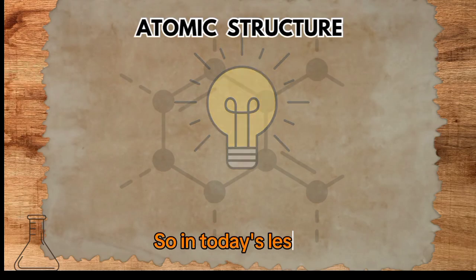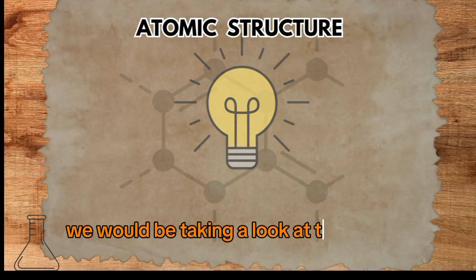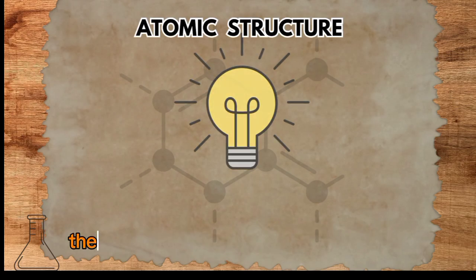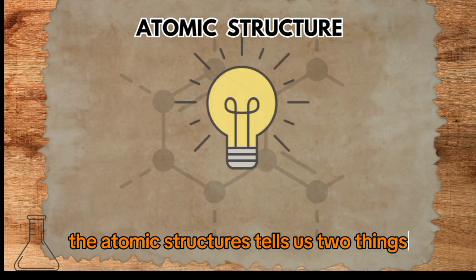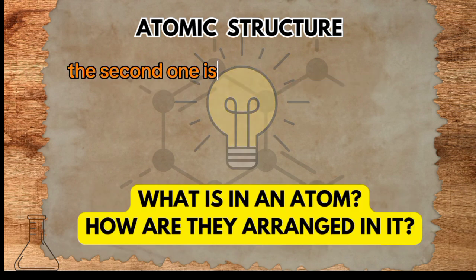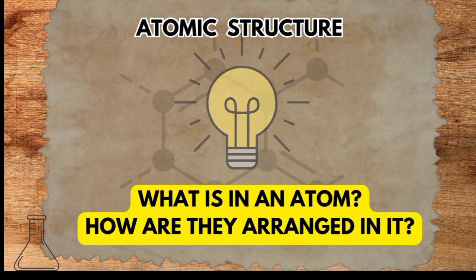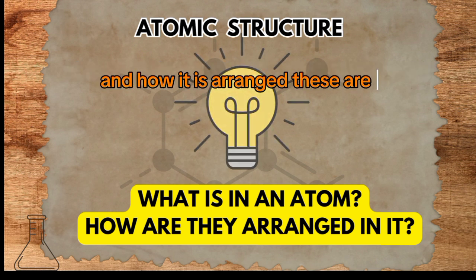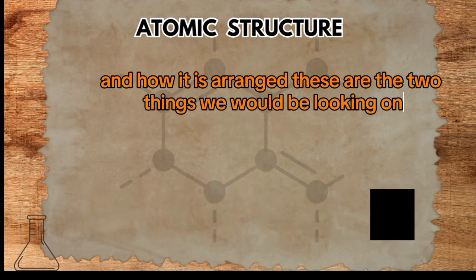So in today's lesson, we will be taking a look at atomic structure. Atomic structure tells us two things. The first one is what is in an atom. The second one is how they are arranged in it. What does an atom contain and how is it arranged? These are the two things we'll be looking at.